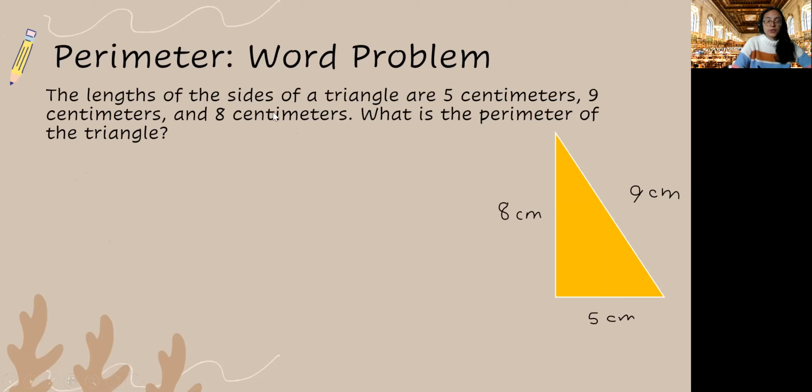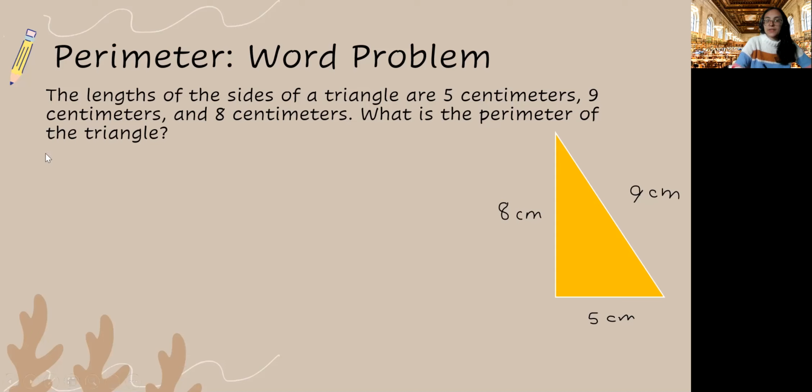And now we're going to do a bit of review for this problem for perimeter. We're told that the lengths of the sides of a triangle are 5 centimeters, 9 centimeters, and 8 centimeters, and it's labeled over here to the right-hand side of your screen. And we're asked, what is the perimeter of the triangle?